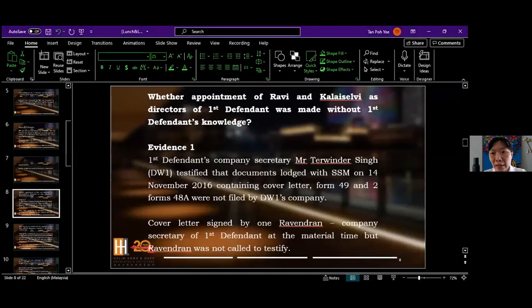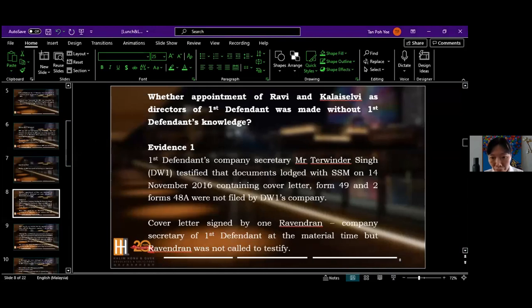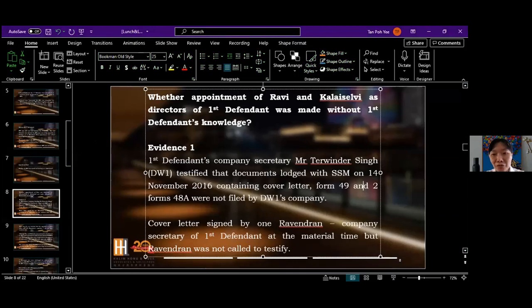So from the evidence, the court finds that the first defendant's company secretary issued a letter. At that material point of time, the company secretary was another person, Ravindran. He's the one who signed the cover letter to lodge the documents with SSM. But he later resigned and was replaced by this Tawinder Singh. But this Ravindran was not called to testify.